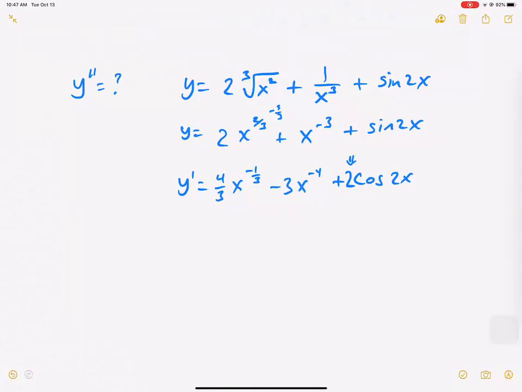Okay. I should draw some symbol like a chain. I should like draw a chain or something. Chain rule.